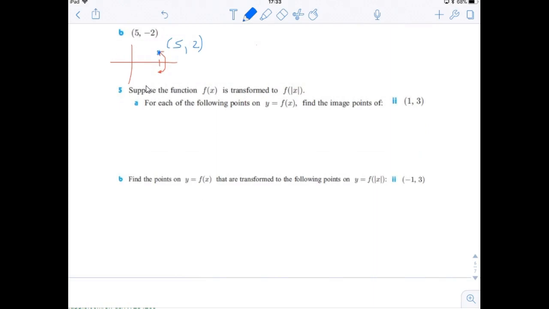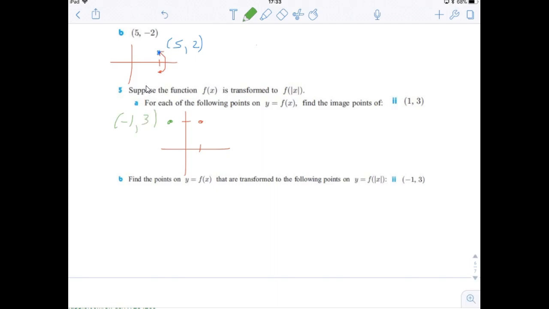Suppose the function f of x is transformed to f of absolute value of x. For each of the following points on f of x, find the image point of 1 comma 3. Okay, so let's sketch the point again. The location would be 1 comma 3. It would be about like there. If we want to find the corresponding point for f of absolute value of x, remember that we take the positive right half of the graph and reflect it over to the negative half. Okay, so this point 1 comma 3 would become negative 1 comma 3.